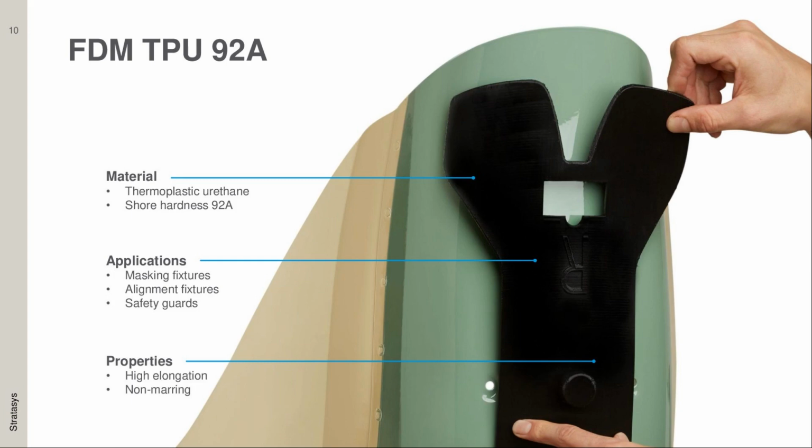It also has a high elongation. So there are certain applications where if there's a lot of wear and tear, or it's going to be used a lot by an operator, the part isn't going to be susceptible to cracking or snapping because it's not brittle. So again, I would recommend this for a lot of masking fixtures, alignment fixtures. Safety guards is also another great area. We often forget that safety is just as equally important for the tooling space as the assembly. So consider using TPU92A for some of your safety applications as you walk around your factory floor.